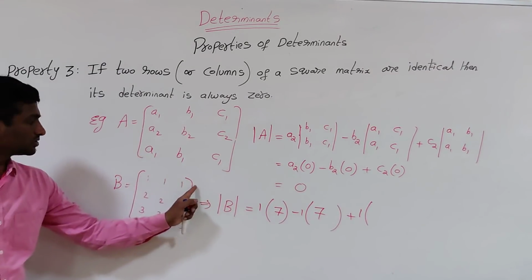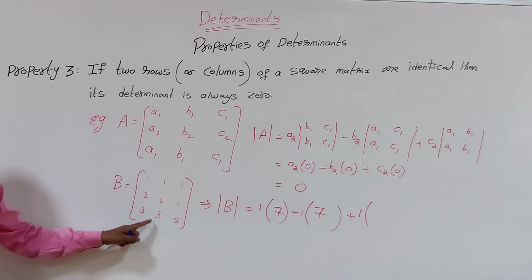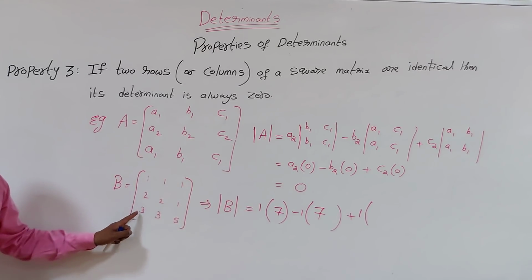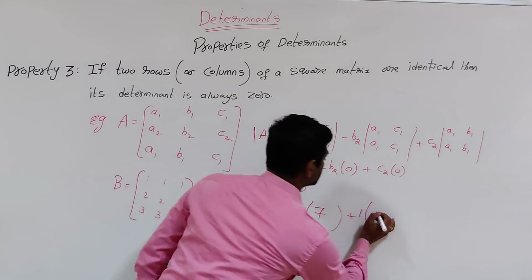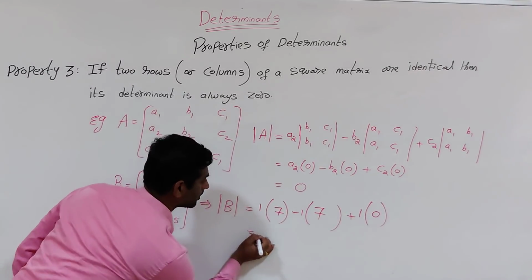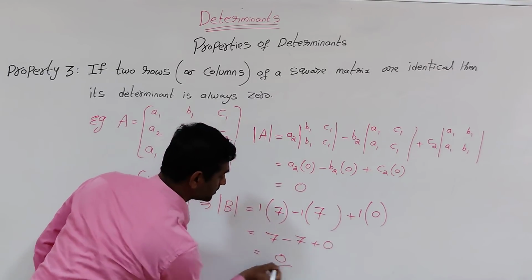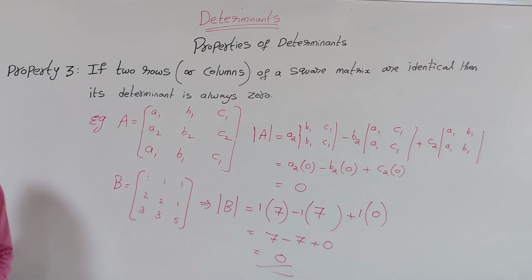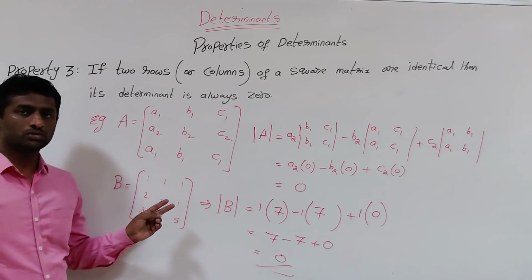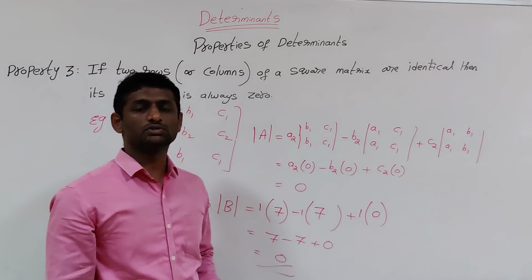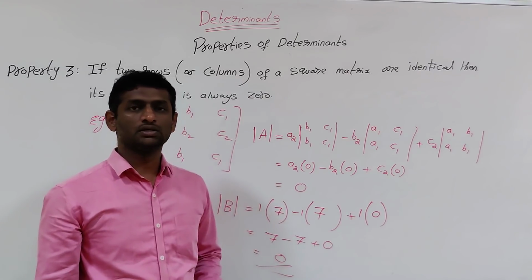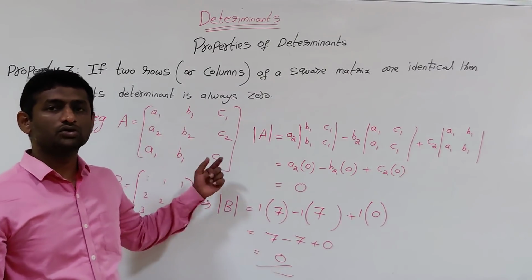after hiding the first row and third column, 2 2 3 3. 2 3 is 6 minus 3 2 is 6, so it will be 0. So 7 minus 7 plus 0, and 7 minus 7 is 0. So what is the property? If any two rows or any two columns of a square matrix are identical, then the determinant is always 0.